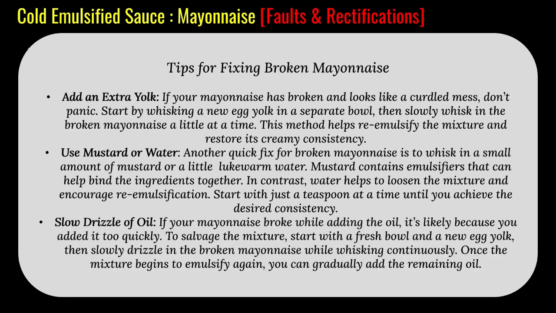Slow drizzle of oil. If your mayonnaise broke while adding the oil, it is likely because you added it too quickly. To salvage the mixture, start with a fresh bowl and a new egg yolk. Then slowly drizzle in the broken mayonnaise first, whisking it continuously. Once the mixture begins to emulsify again, you can gradually add the remaining oil. You understood it properly? So this is the way we can rectify the broken mayonnaise.